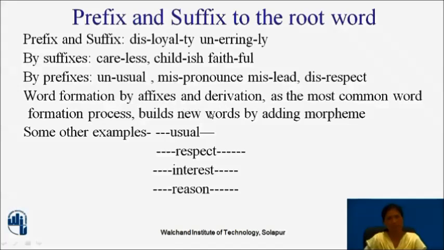Word formation by affixes and derivation is the most common word formation process; it builds new words by adding morphemes. Some other examples: usual, unusualness; respect, disrespectedness; interest, disinterestedness; reason, unreasonable.